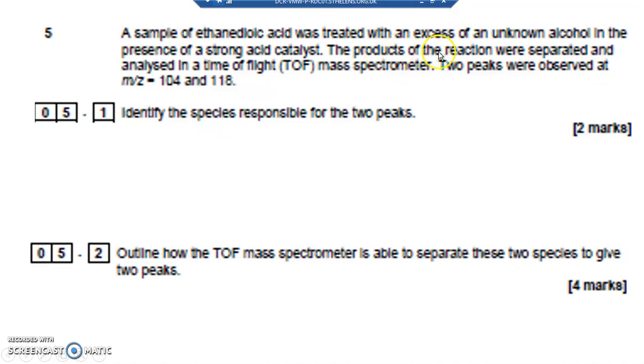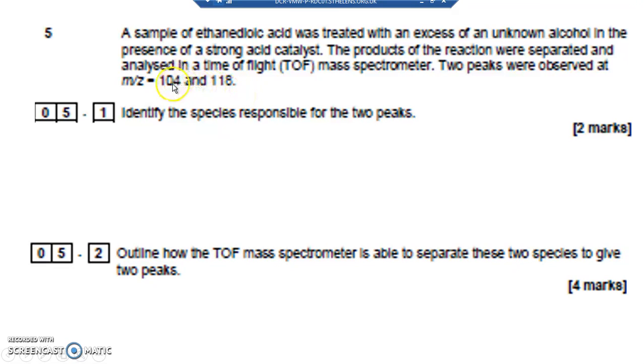So the reaction products were separated and analysed in a time-of-flight mass spectrometer. It measures the mass of the products that are made. Two peaks were observed, one at mass divided by charge ratio 104 and one at 118. Now these are the MRs. Assuming the charge on the ion is 1 plus, these are the MRs of the two molecules.